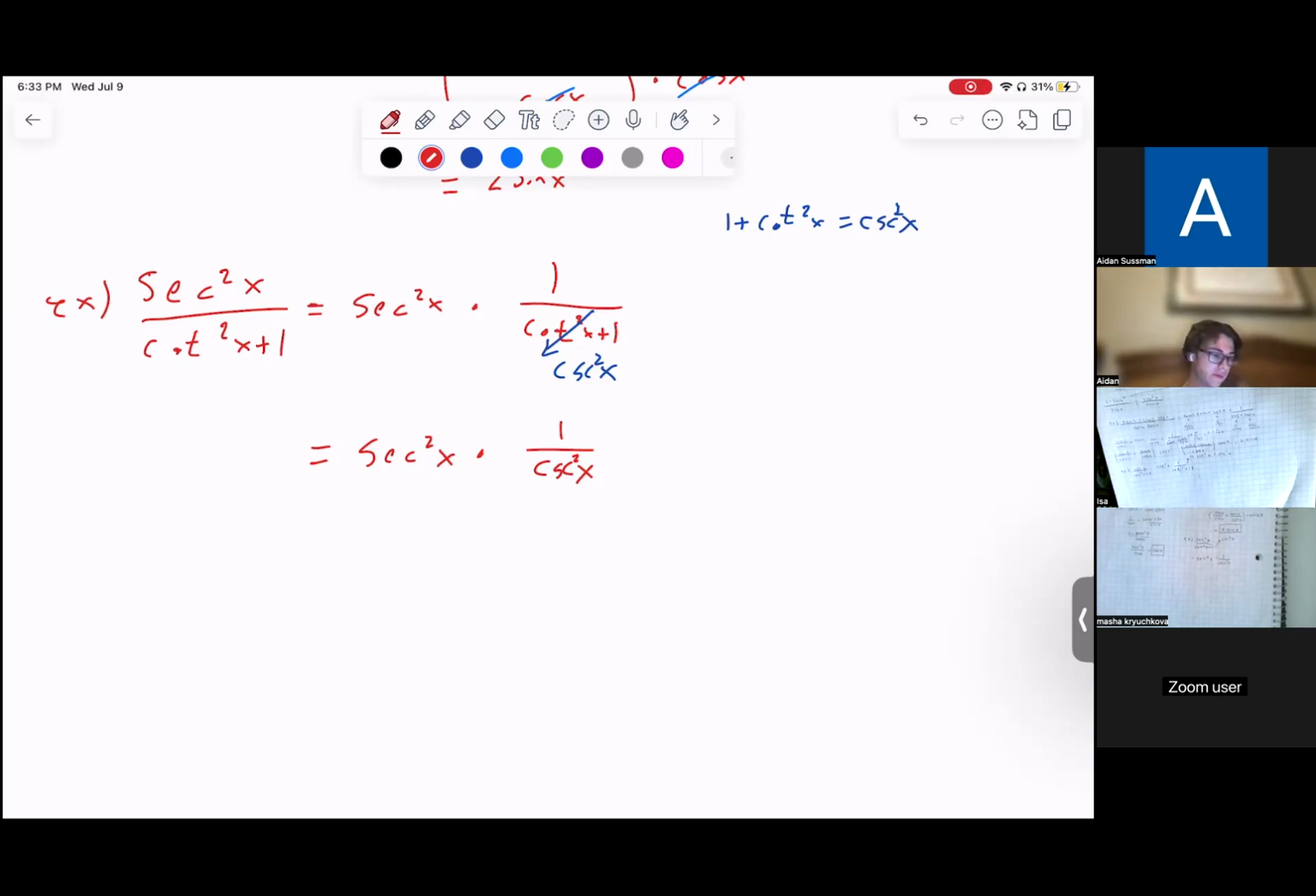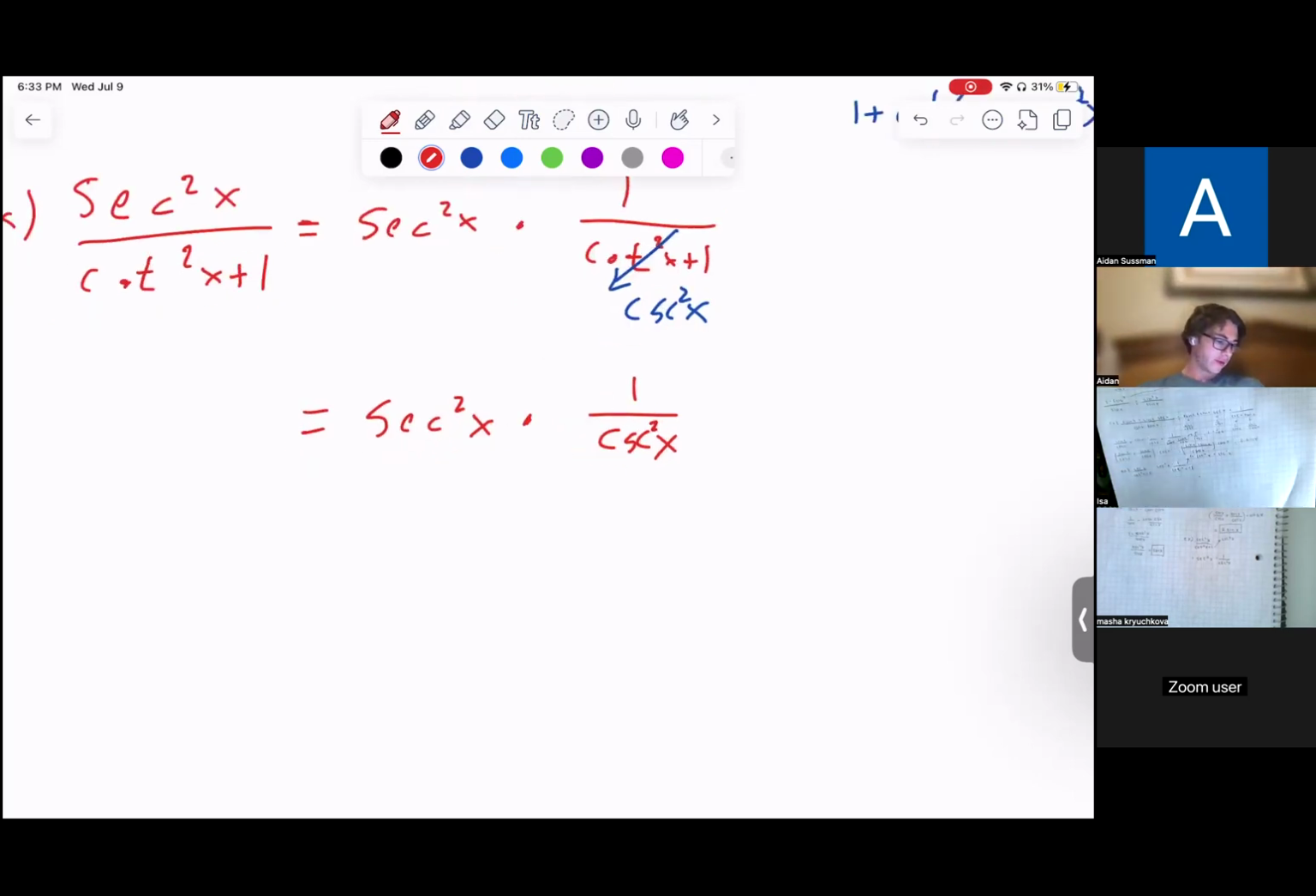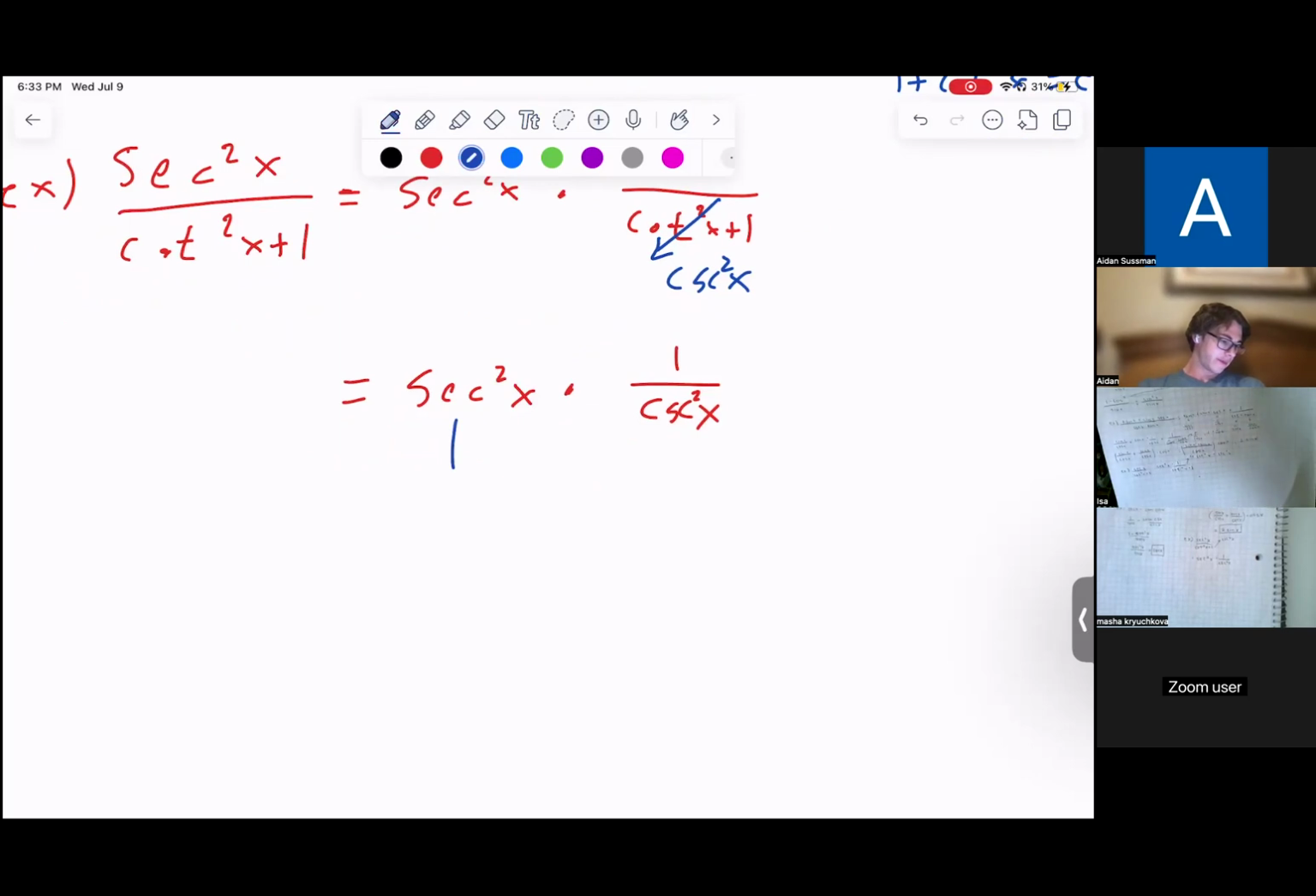Do you make everything into cosine? Yeah, so what would secant become? Equals 1 over cosine. Yeah, but just remember that squared, so it's 1 over cosine squared. And what about 1 over cosecant? What does that become?